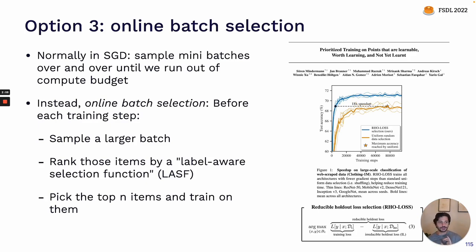We rank each of the items in the mini batch according to a label-aware selection function. And then we take the top n items according to that function and train on those. The paper on the right describes a label-aware selection function called the reducible holdout loss selection function that performs pretty well on some relatively large data sets. And so if you're going to look into this technique, this is probably where I would start.